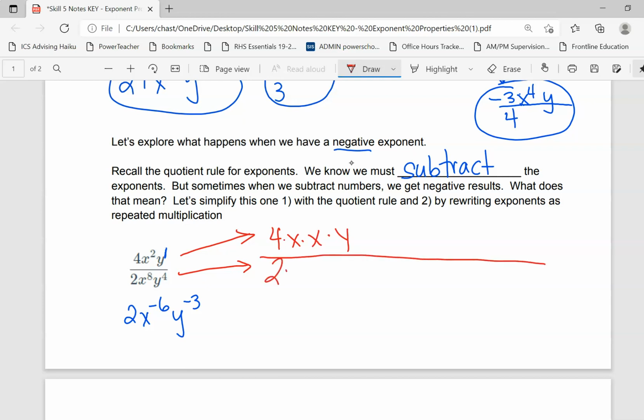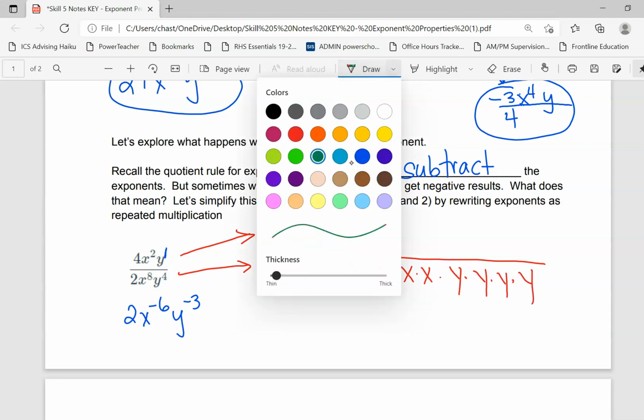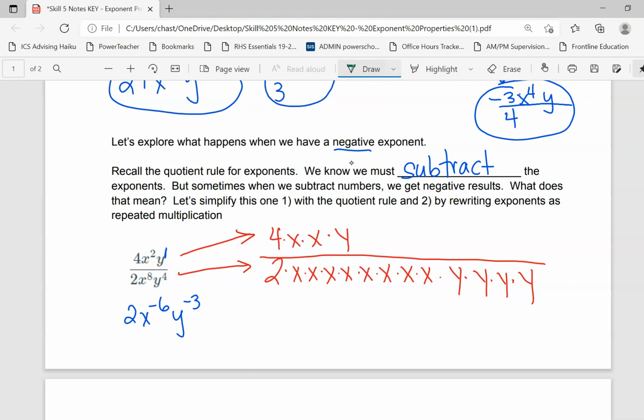The denominator, I have my 2. I'm going to have to write x times x times x 8 times. And then my y, I have to multiply 4 times. Now keep in mind, this is not going to be the quickest way to do this, but it is going to illustrate a point. We could still see our 4 divided by 2 is going to give us 2.